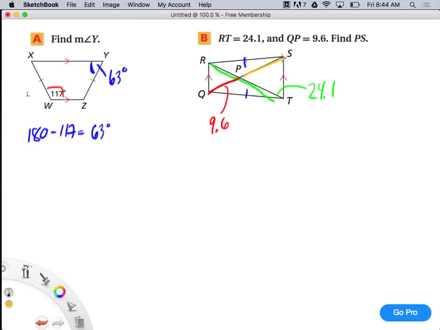PS is here. Well, what do I know about QP and PS? They have to add up to 24.1, if these diagonals are congruent. Then PS is 24.1 minus 9.6, which is equal to 14.5. So PS is 14.5. Does that make sense?